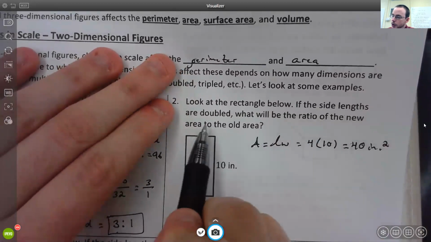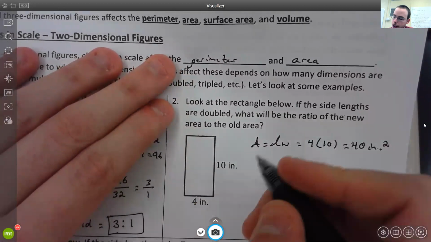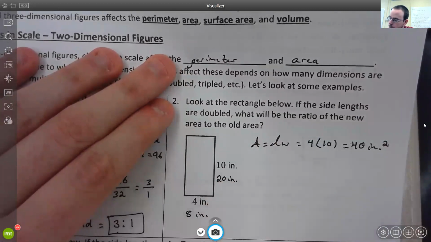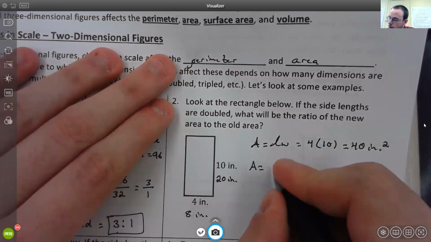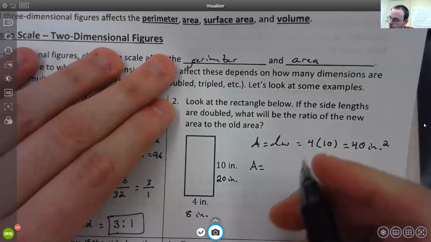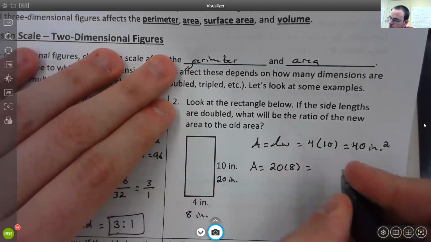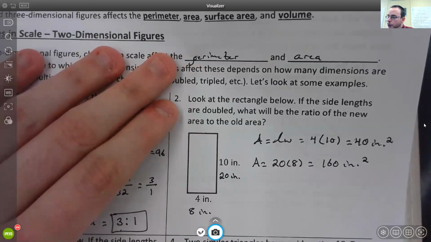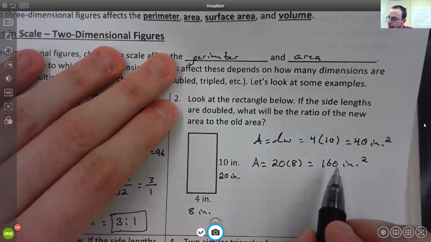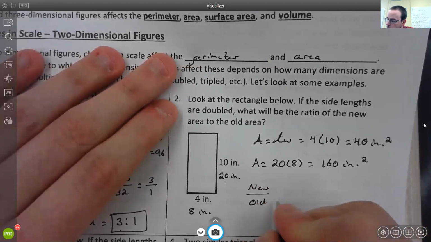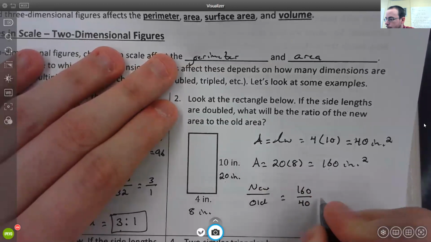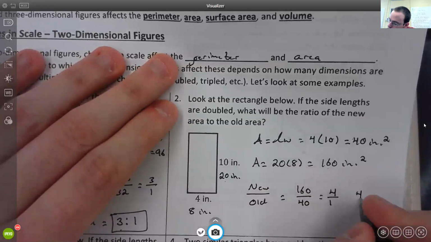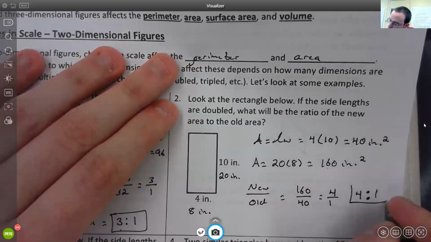Now it says the side lengths are doubled, so that means we're going to double both of these. So doubling 10 gives us 20. Doubling 4 gives us 8. So our new area is going to be length times width with the new length and width, so 20 times 8. And if you do that, you get 160 inches squared. So the ratio of the new area to the old area would be 160 over 40. And if you do 160 over 40, you get 4 over 1. So our ratio of new to old is 4 to 1.